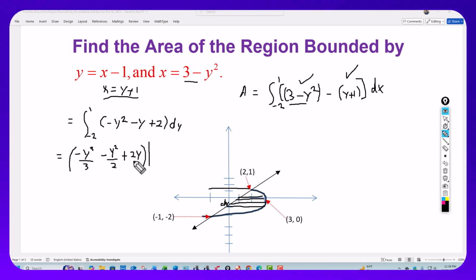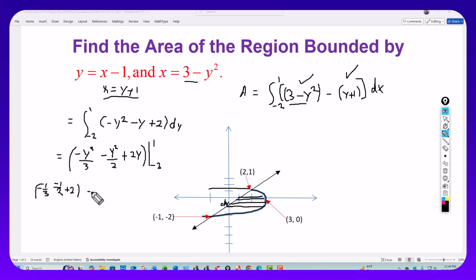And then we evaluate the limits of integration here. We're just going to go from negative 2 to 1. So we evaluate the expression at 1. So put a 1 there, that gives us a minus 1/3. Put a 1 there, we have the y squared, that gives us a minus 1/2. Put a 1 there, we get a 2. So this gives us a minus 1/3. And then we get a minus 1/2. Then I get a plus 2.